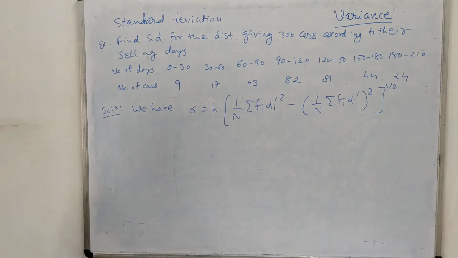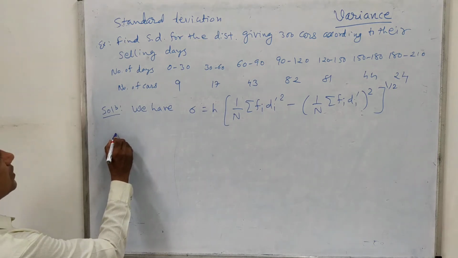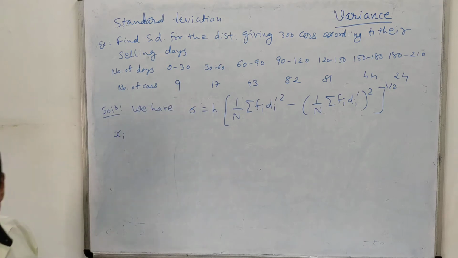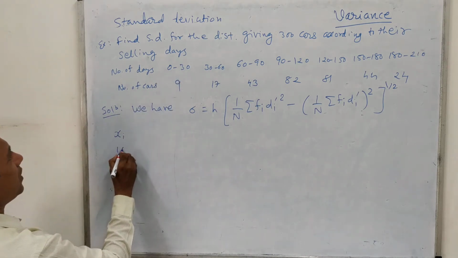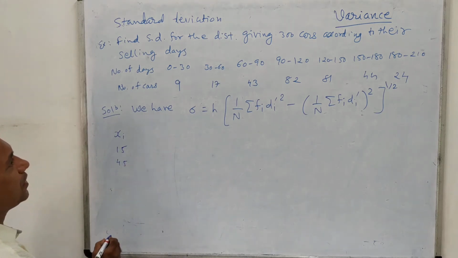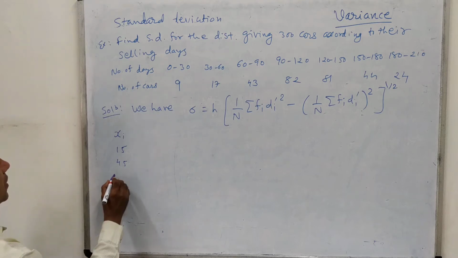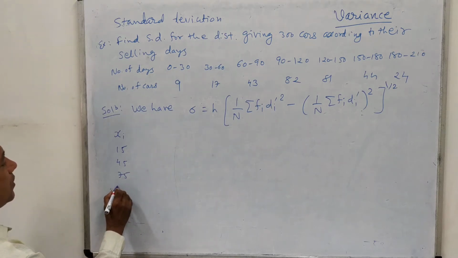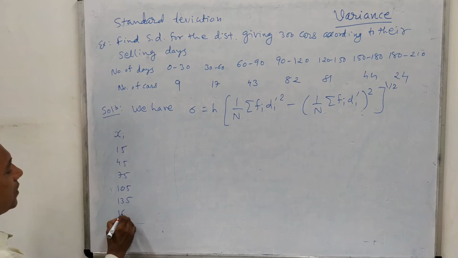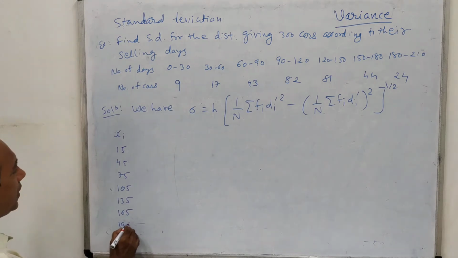So for that we require to prepare the table. That means here instead of writing the intervals, we will write down xi directly, that means the mid values of these. 30 plus 0 by 2, that means 15. 30 plus 60, 90 by 2, that means 45. 60 plus 90 by 2, that means 75. Okay, 90 to 120, that means it is 105. That one is 135, that one is 165, and that one is 195.